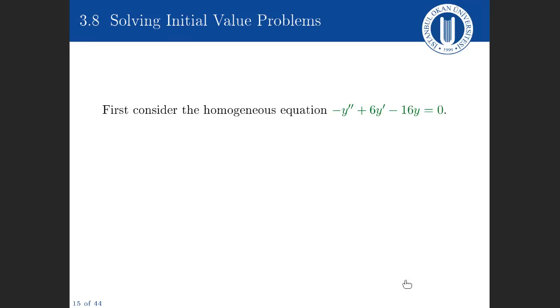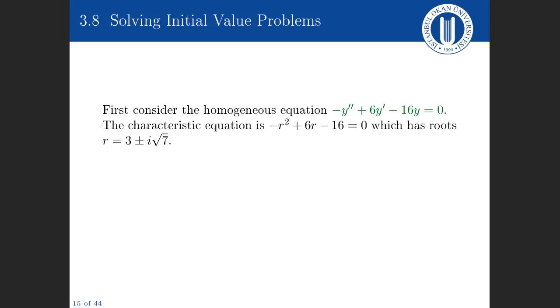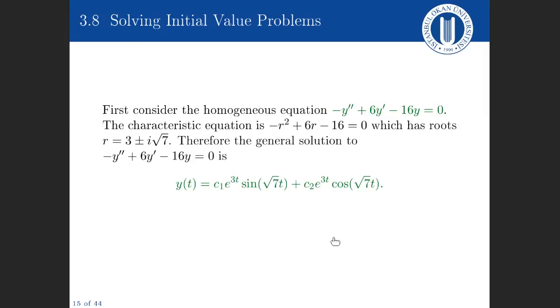So first, let's look at the homogeneous equation, this green equation. We need the characteristic equation. Minus r squared plus 6r minus 16 is equal to 0. And this has roots 3 plus or minus i square root of 7, which I leave for you to check.